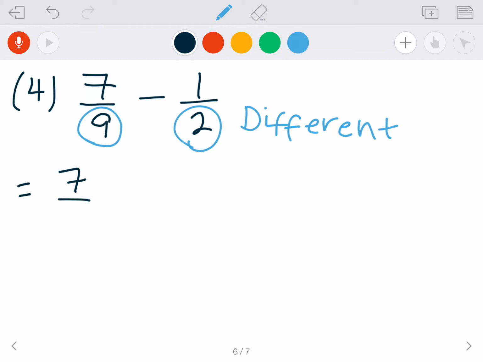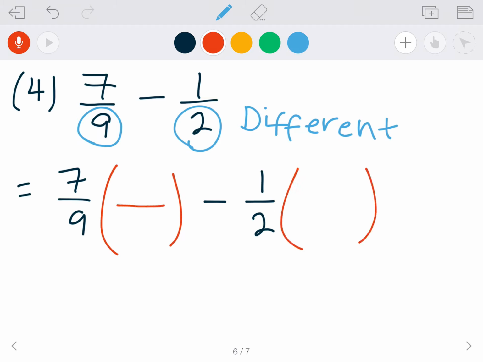So automatically I'm going to multiply these two numbers by one another. So I'll take the 7/9, leave some space. This time I see a subtraction sign here, so I'll bring that down. And 1/2. Okay, now we need to figure out what to multiply by. Again, 2 and 9 do not share a common factor other than 1, so we'll multiply them by the other one. So 9 by 2 and 2 by 9. We want an equivalent form of 1 right here, so this is a 2. And we want an equivalent form of 1 here, so this is a 9.